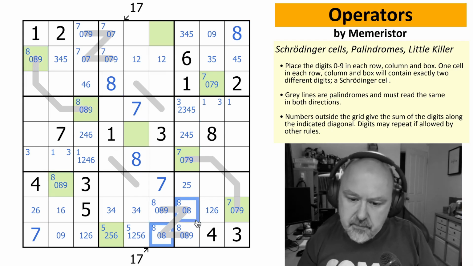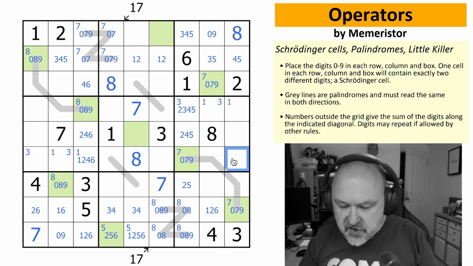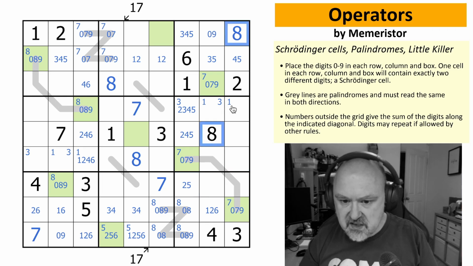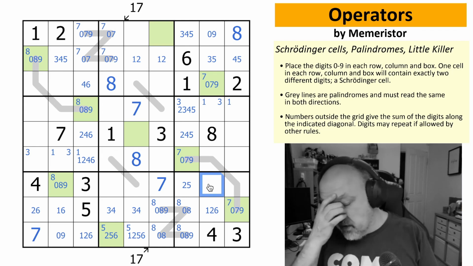If these were 0, these would have to sum to 17. To sum to 17, they'd have to be 8 and 9. But I can't put an 8 in either of them. There's no way I could put an 8 in either of those, because I've got these 8s. So if these were 0, I would never hit the 17 total. Oh, hang on. No, I have to use 8 and 9. There's no other way to do it.